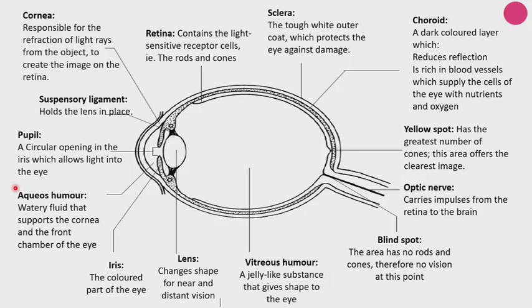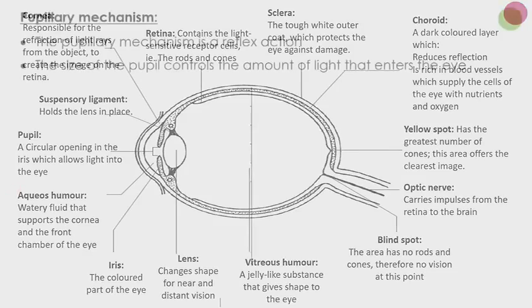And then last but not least, the very important retina, which contains the two photoreceptors, the rods and the cones. The rods are responsible for dim light conditions, recognizing black and white vision, and the cones are active in bright light conditions, allowing us to have color vision, clear, sharp images.